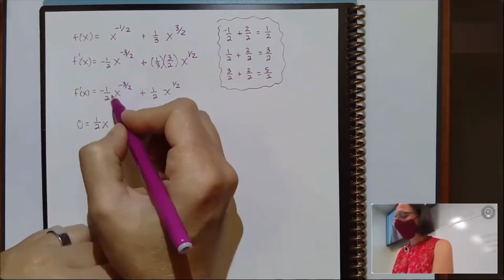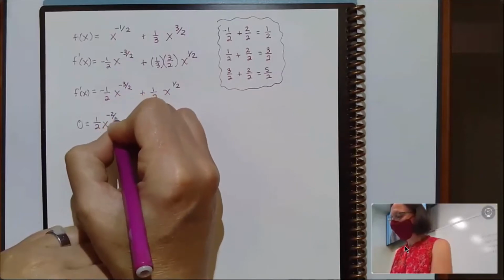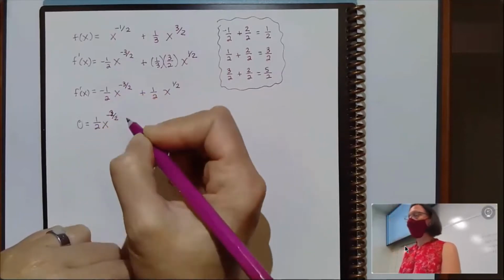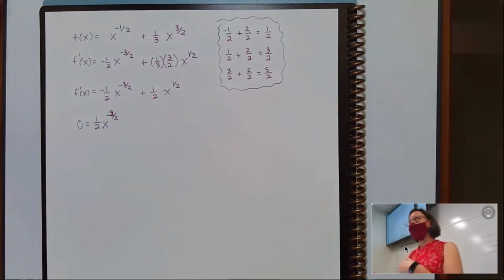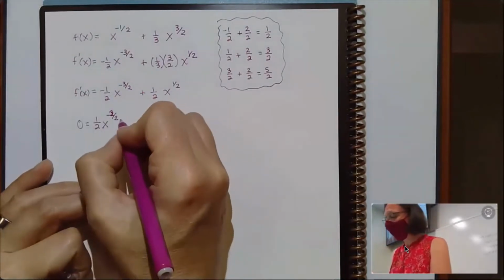And I'm going to choose the smaller one. -3 halves. And I know 3 halves, as a number, is bigger than 1/2, but because it's negative, I'm talking about the one that's furthest to the left on the number line.